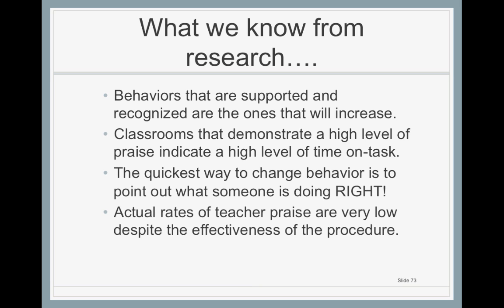The quickest way to change behavior is to point out what someone is doing right. You can improve behavior by 80% just by doing this. And actual rates of teacher praise are very low despite the effectiveness of the procedure. You should strive for a 5-to-1 ratio of positive to negatives, 5 positive interactions to every 1 correction.